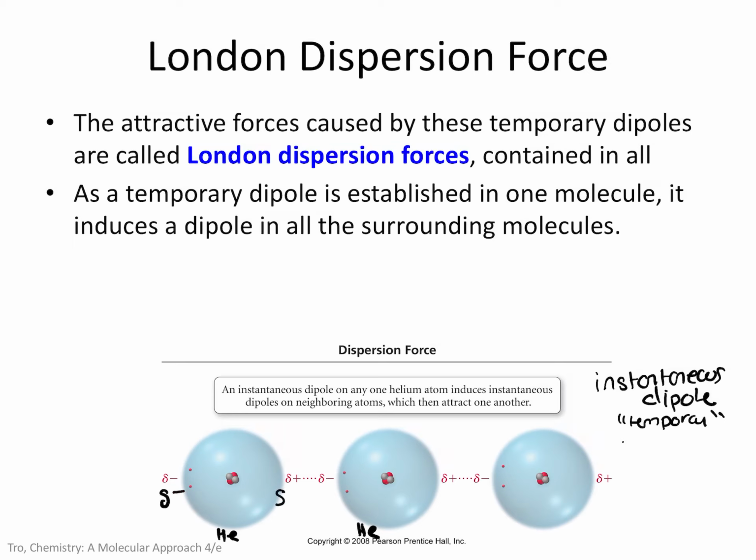Because this is now way more negative on the left and super positive on the right, it's going to force the electrons of a new helium atom to go to its left side as well, so it can become attracted, which then will force the electrons of another helium atom to also only go on its left side. So it induces a dipole on the neighboring atoms because the positive end of the instantaneous dipole attracts electrons in the neighboring atoms. The neighboring atoms then attract one another, the positive end of one instantaneous dipole attracting the negative end of another, and so on. This attraction is called London dispersion forces, or just dispersion forces.